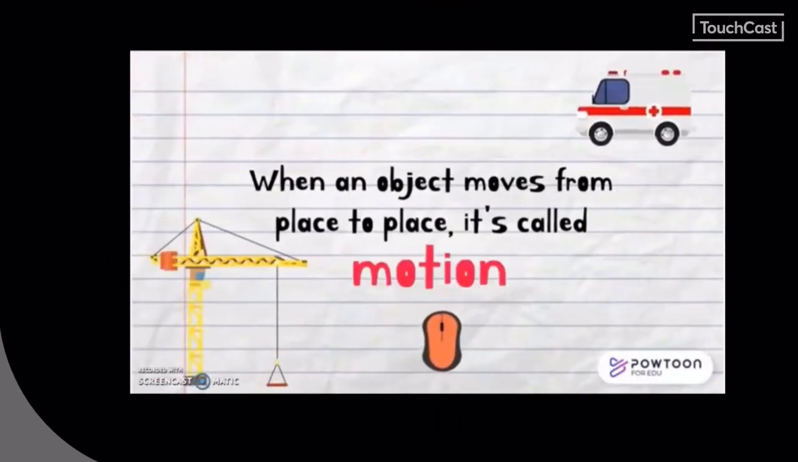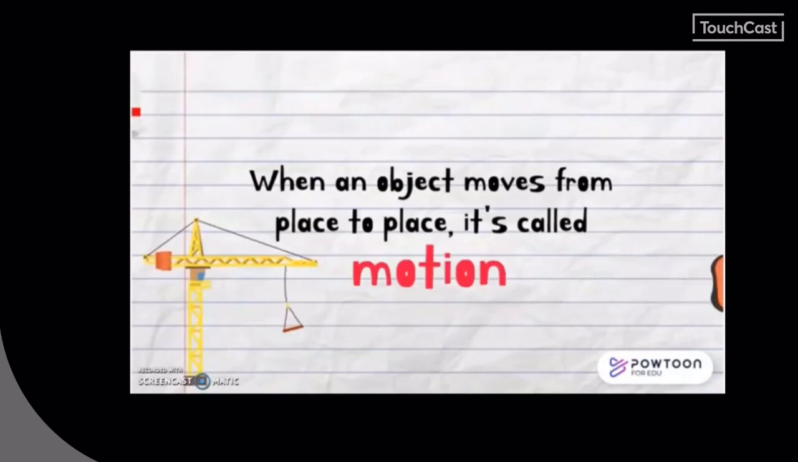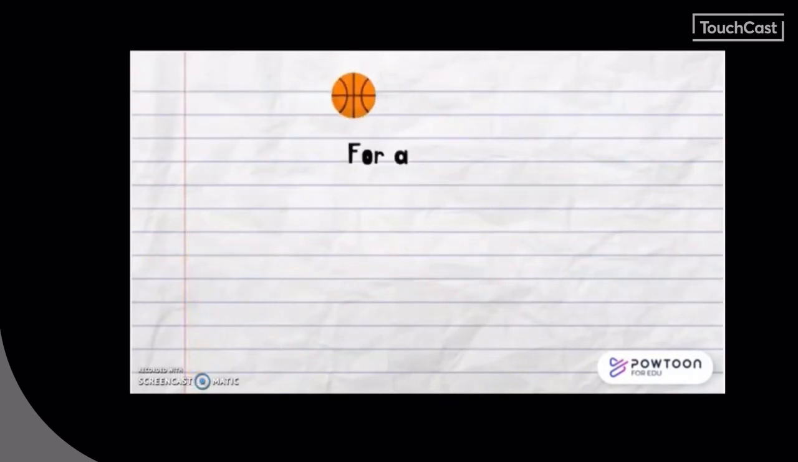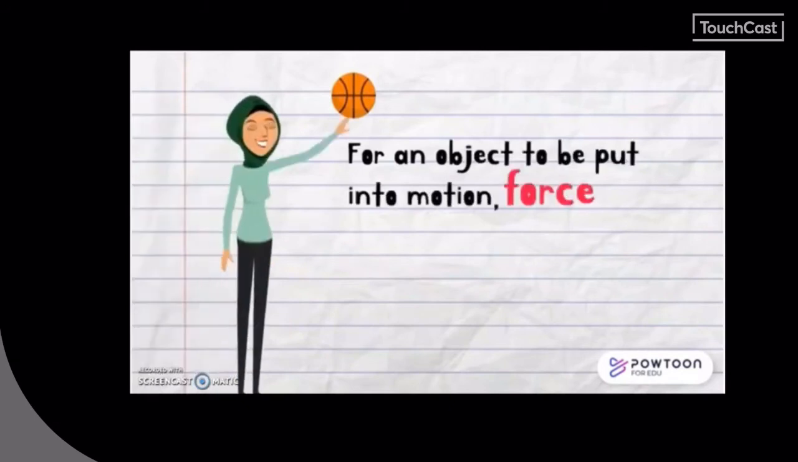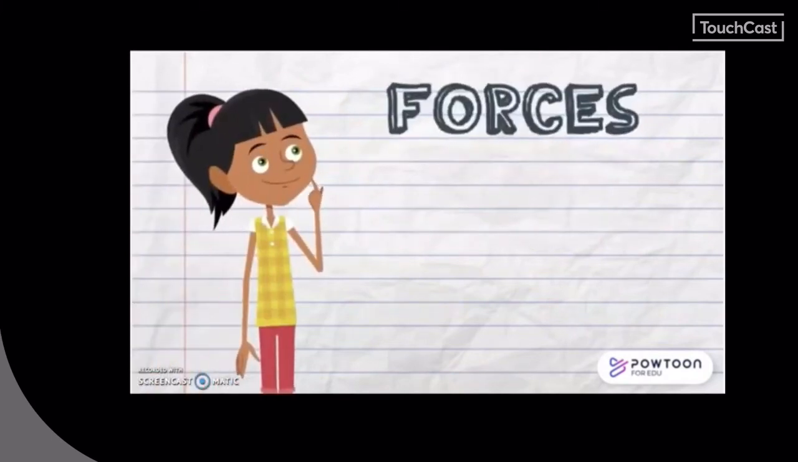When an object moves from place to place, it's called motion. For an object to be put into motion, force needs to be applied to it. So that means you have to put force on an object to move it.